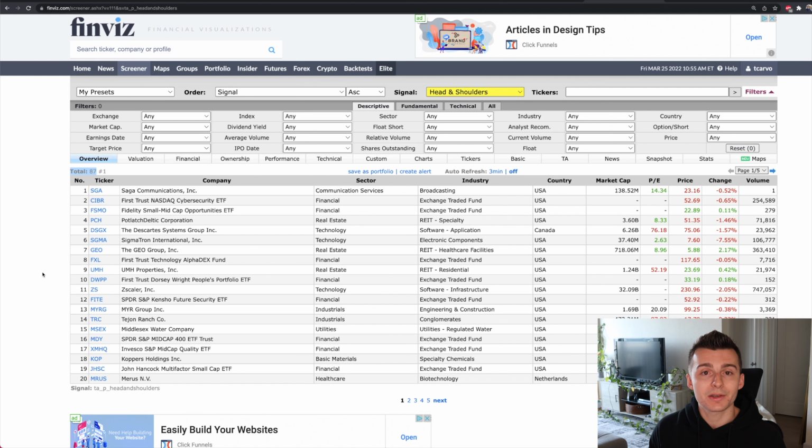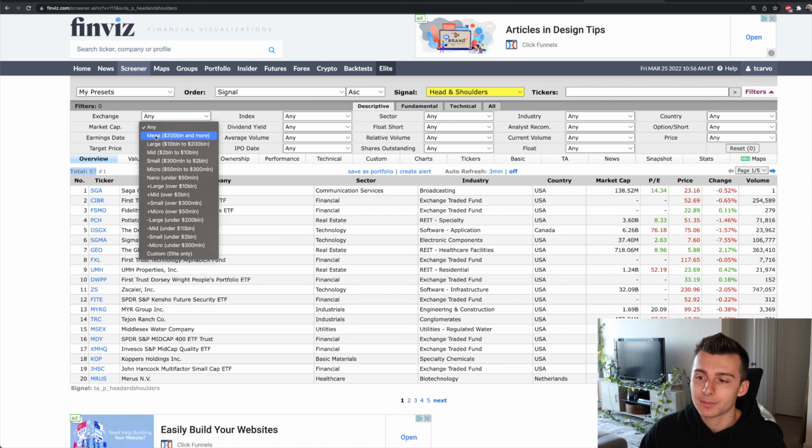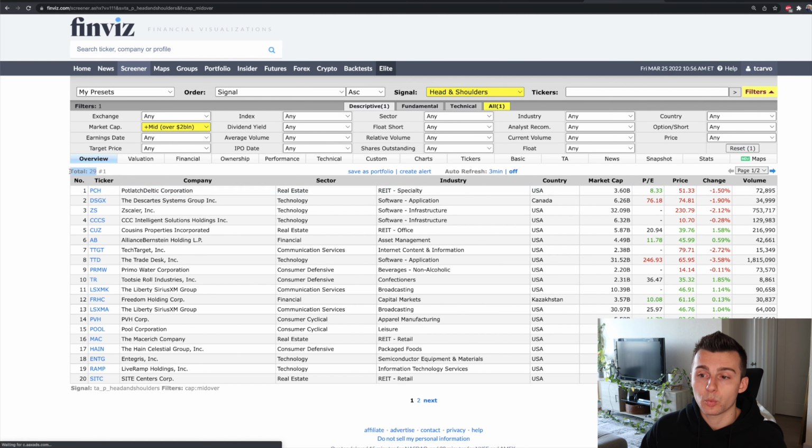Let's say I want to look big picture. I don't want to look at small caps. I don't want to touch anything that is less than a 2 billion market cap. Okay, well, I'm going to go to the market cap scanner right here, and I'm going to go to plus mid, which means we're looking at stocks over $2 billion market caps. We've gone from 87 stocks now down to 29 stocks.